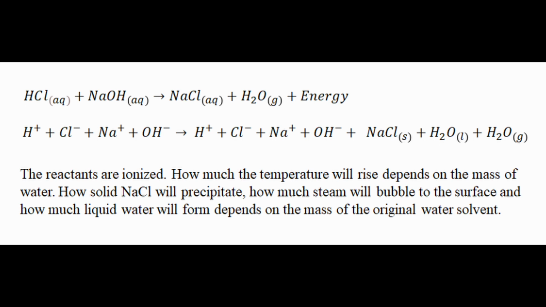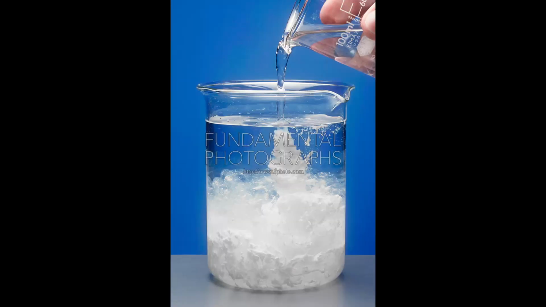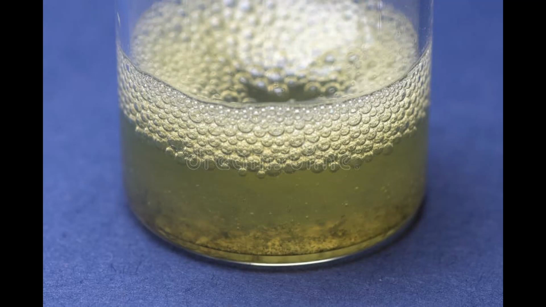There are lots of H+, Cl-, Na+, and OH- ions in the separate solutions. As the solutions are mixed together, the amount of liquid water present will dictate how much the temperature will rise from the heat energy. The amount of liquid water present will dictate how much, if any, solid NaCl will precipitate out of the solution and fall to the bottom of the mixing beaker. Also, the amount of liquid water present will dictate how much water vapor will bubble to the surface or condense back into the solution as liquid water.